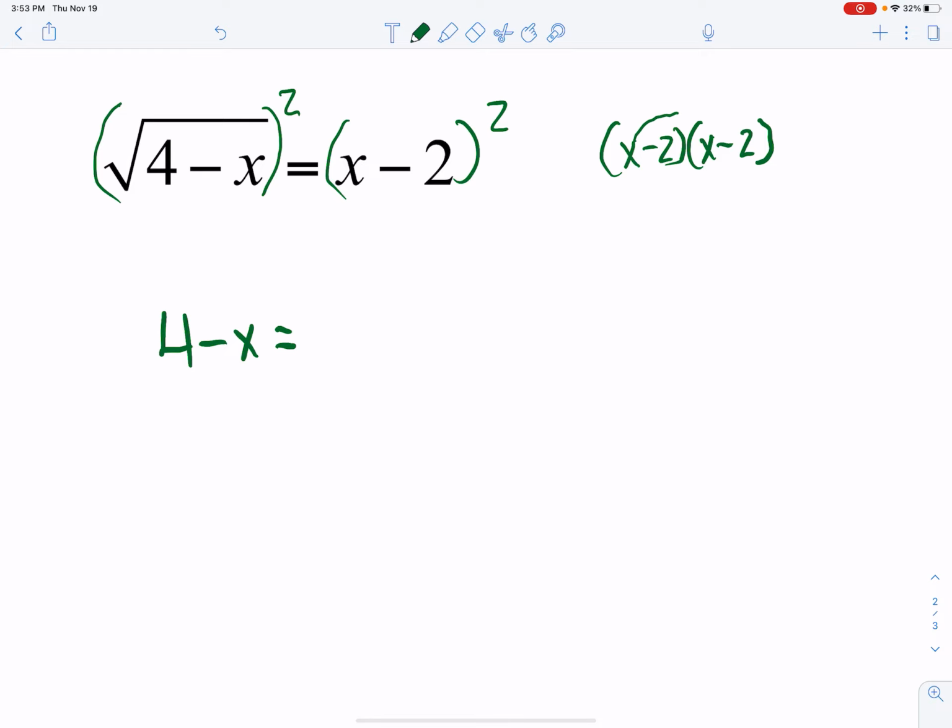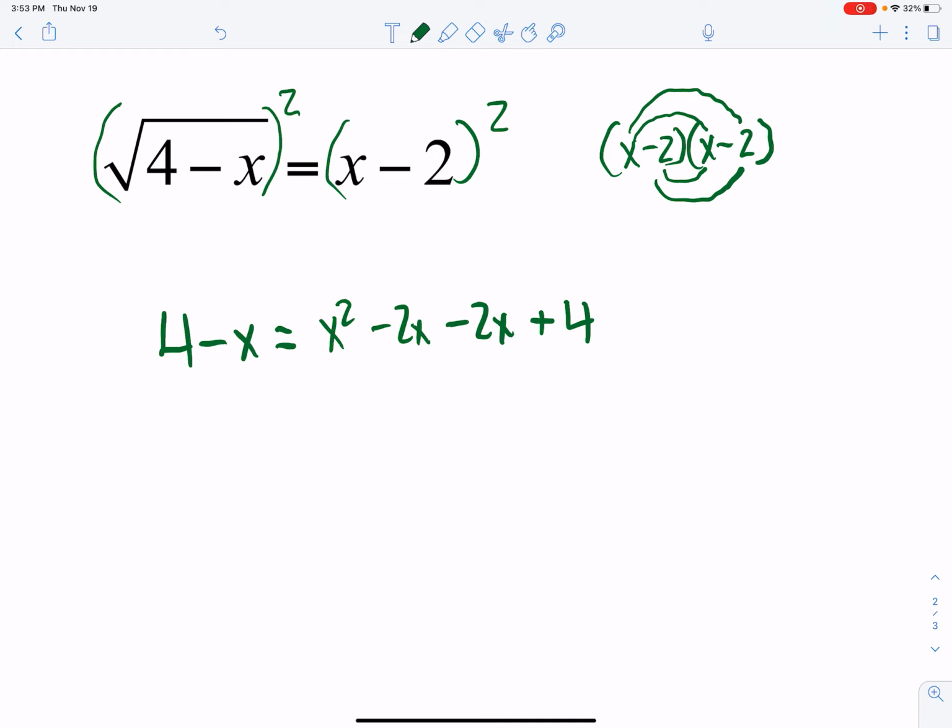So the first terms, x times x, would be x squared. The outside terms, x times negative 2 is minus 2x. The inside terms, negative 2 times x is minus 2x. And then the last terms, negative 2 times negative 2 is a plus 4.